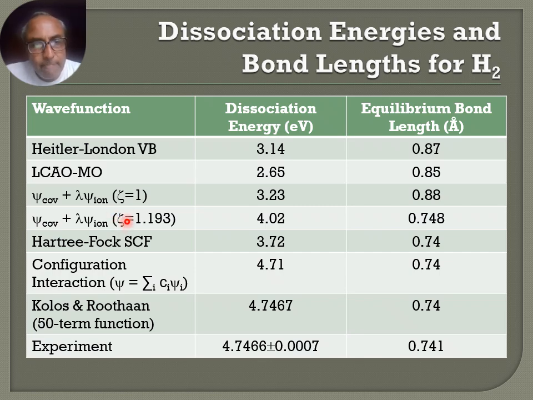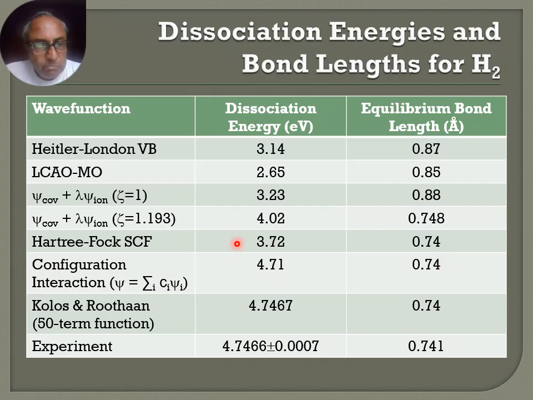If we further allow the exponent of the Slater function, that is e to the power minus zeta r, where in hydrogen the zeta is just equal to 1, to also vary and be determined by the variational theorem, we get a much better improvement, and the dissociation energy is 4.02 electron volts compared to 4.7466 experimental, and the equilibrium bond length is also much better, 0.748 angstroms compared to the experimental 0.741 angstroms.